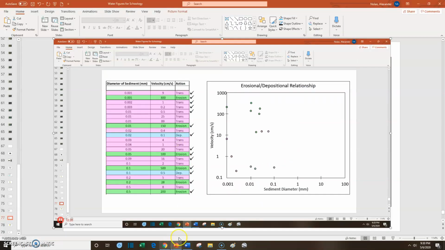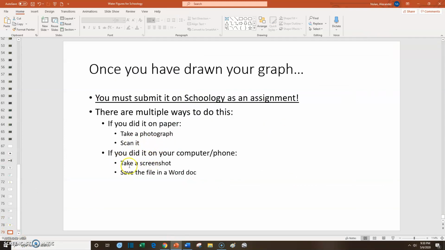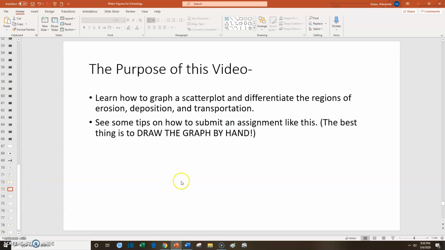Like I said, you can submit an image, like a photograph or something that's scanned, or you can send me a screenshot or a file in a Word document. There's all kinds of ways that I will accept this, but you really have to use Schoology to do this. So I hope that this was at least a little bit helpful in figuring out how to put a scatterplot together, especially with this remote learning that we're doing, and how to tell these regions apart.